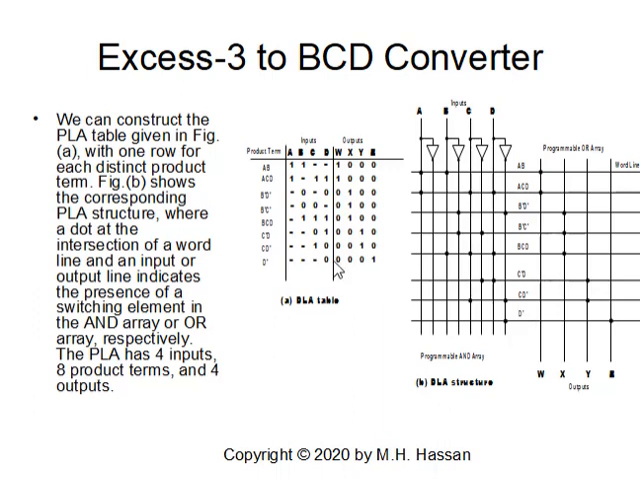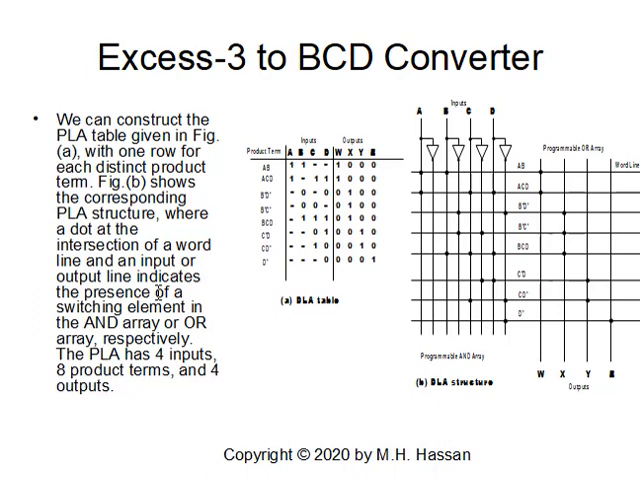Okay, so the hardware is really a translation of the real table. So we can construct the PLA table given in figure A with one row from each distinct product term. Figure B shows the corresponding PLA structure where a dot at the intersection of a word line and an input or output line indicates the presence of a switching element or a connection, in the AND array or OR array respectively.